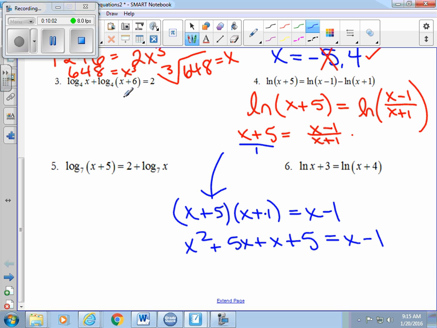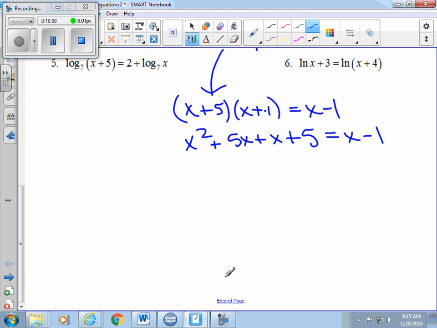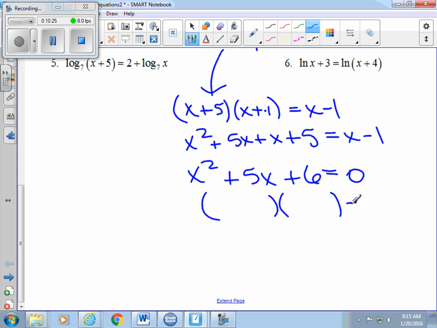What do I do from there? Good. Add 1 and subtract x, and you don't have to do that at the same time, but you need everything on one side. You need 0 on one side because it's a quadratic. You're going to have to try to factor. 6 minus 1 is 5x and plus 6. What are the factors of 6 that add to give you 5?